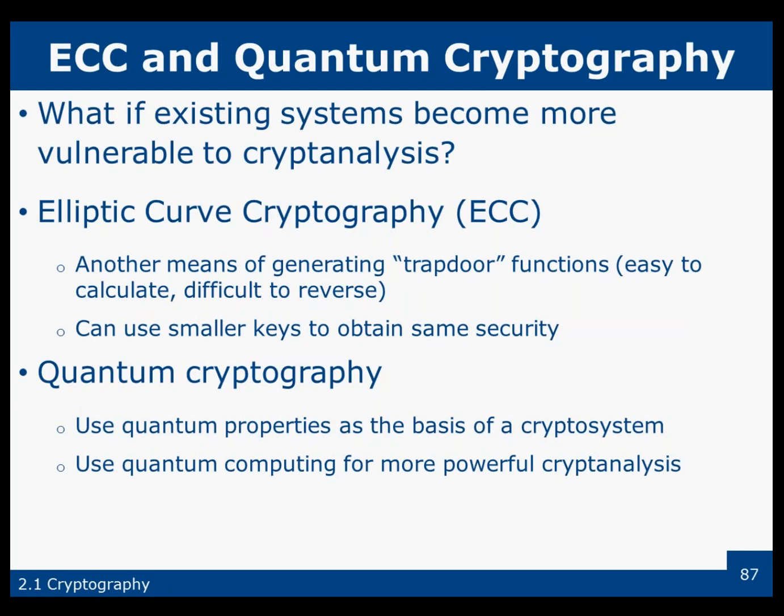ECC and quantum cryptology. ECC is elliptical curve cryptography. This is another one where they talk about generating a trapdoor, something that's easy to calculate and difficult to reverse. It can use smaller keys to obtain the same security. It's a little bit complex.